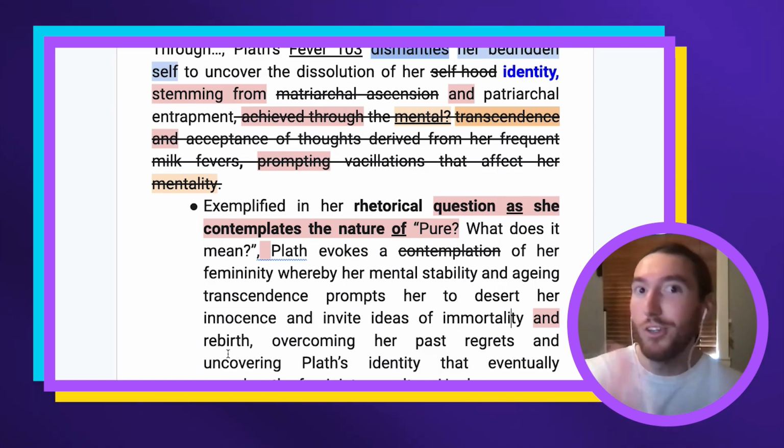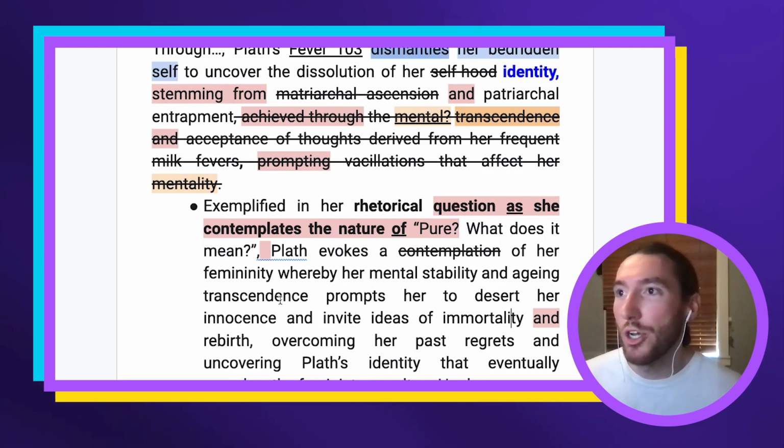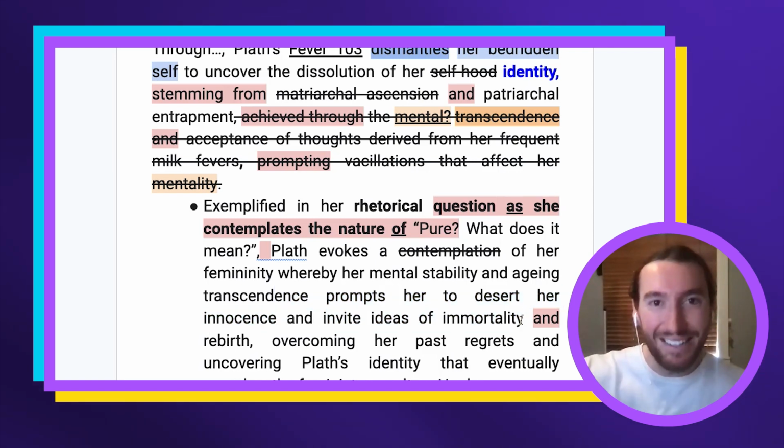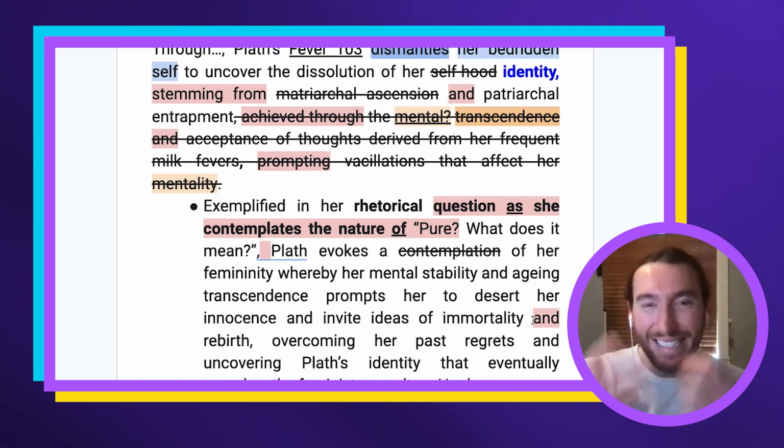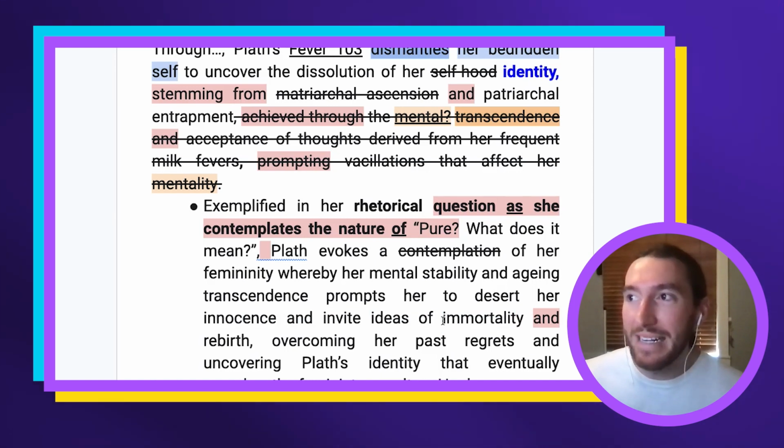There's an example of where you don't want the "and", because deserting her innocence and inviting ideas of immortality are two distinct concepts and they relate to one another. So that's okay to use "and" there. Certainly don't list a number of concepts. I think two would be the max, but you can see here, immortality and rebirth, just cut one of those, right? It's diluting, it's taking away from the meaning of each word there, rebirth, immortality.